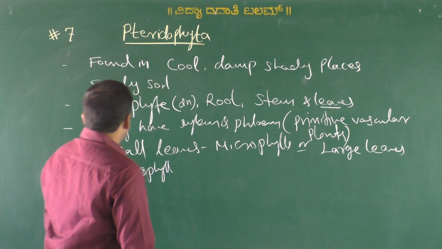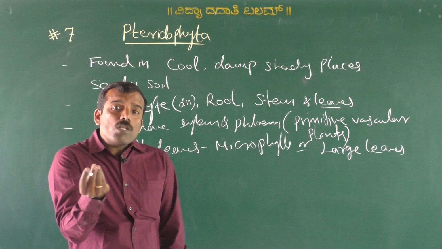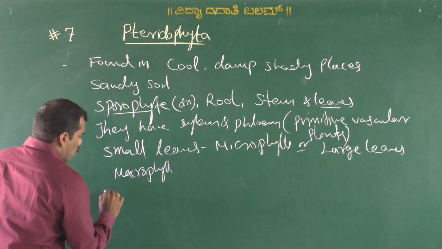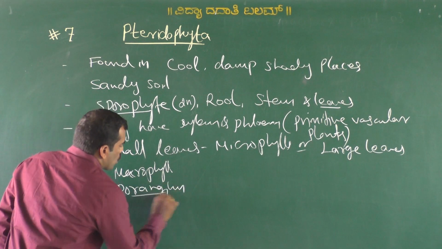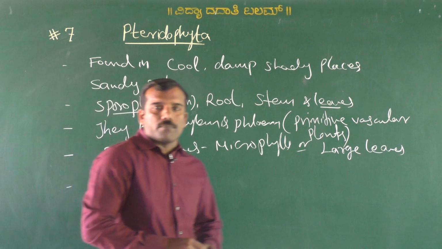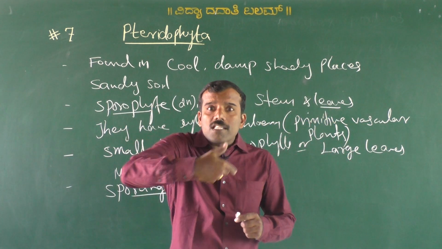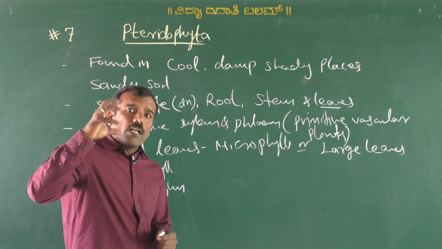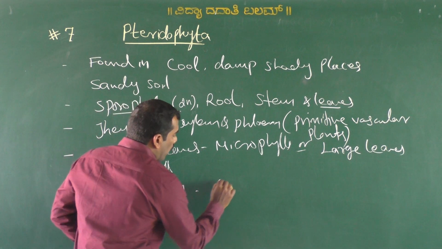I told you the plant body is a sporophyte, and they produce spores. The spores are produced in a special structure called the sporangium. Spores are produced in sporangia. These sporangia develop on the ventral surface of the leaf. The leaf that bears the sporangium is called a sporophyll.